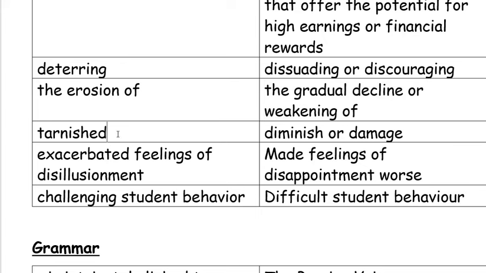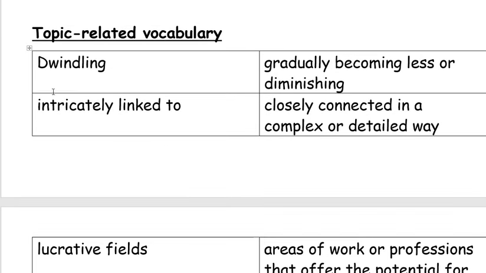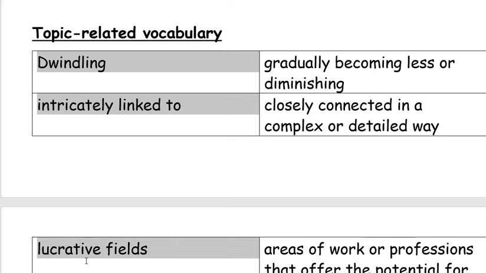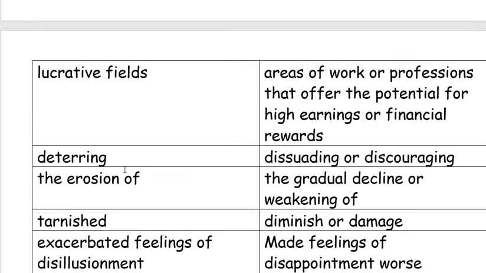Next, the erosion of, that means the gradual decline or weakening of. Tarnished, that means diminish or damage. Next, exacerbated feelings of disillusionment, that means made feelings of disappointment worse. Next, challenging student behavior, that basically means difficult student behavior. As you can see, you should use advanced vocabulary and phrases to get a high score in the writing section.